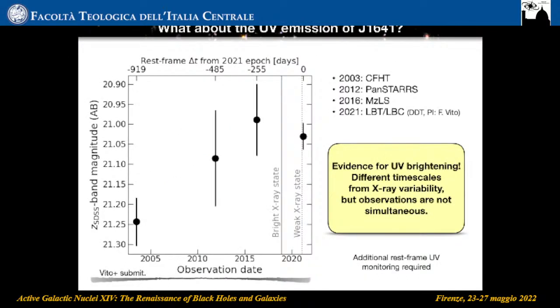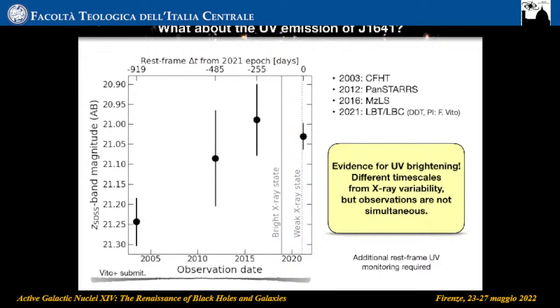So J1641 is covered by several optical and infrared surveys which sample the rest-frame UV emission. We also added an LBT observation last year, and this is the UV light curve. We see that actually the UV emission is variable, but it became brighter from 2003 to 2016, and then it stayed kind of constant. So we have an inverted variability trend between the X-ray and UV luminosity. Of course, these are the times of the X-ray observations, so we are not sampling the same time. The observations in the two bands are not simultaneous, and this makes the interpretation very difficult.